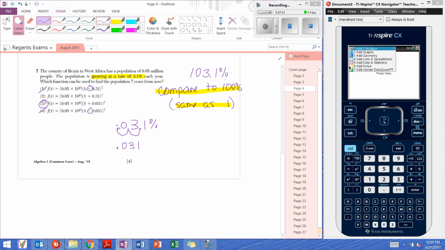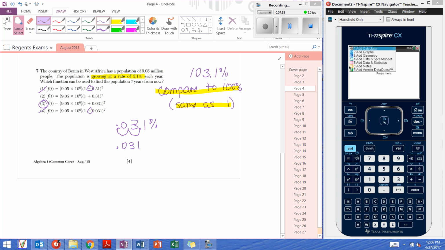Okay, so if you look at the answer choices, we are going to eliminate 1 and 4 because both of those show subtracting. That is actually showing a decrease in the population, which is not good. We want to see an increase in the population. So now we've narrowed it down to 2 and 3. The only difference is one of them is 31% and the other one is 3.1%.